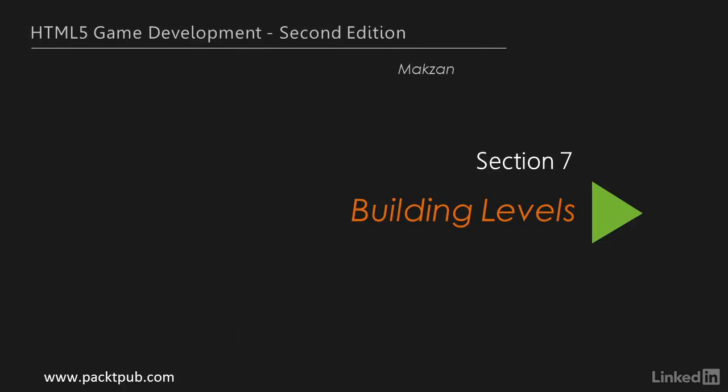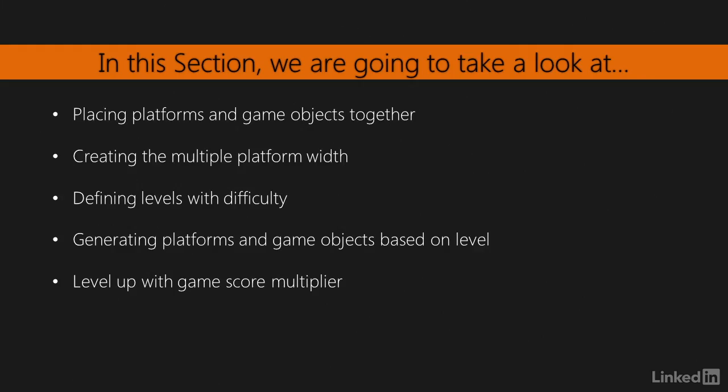In the last section, we implemented the collision detection logic between the hero and other types of game objects, namely enemy and coin. In this section, we create the game level by placing different platforms on the stage. We learn how to generate the game level.